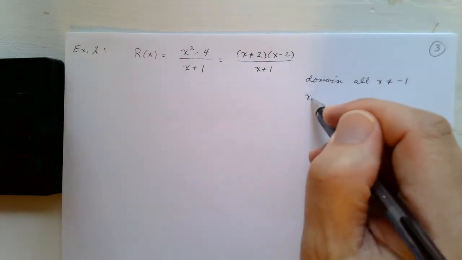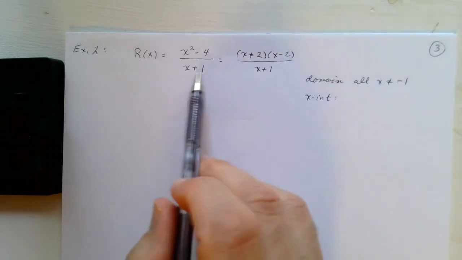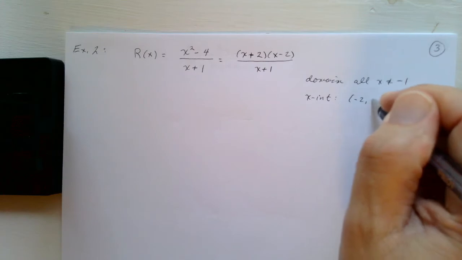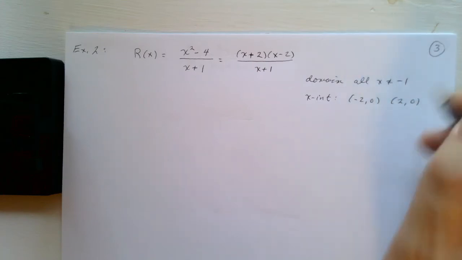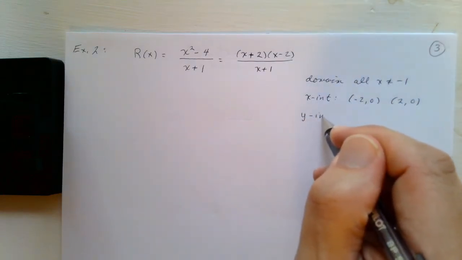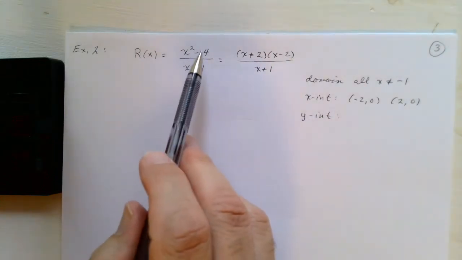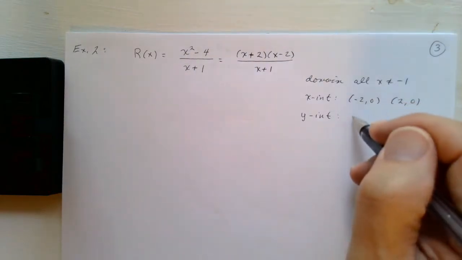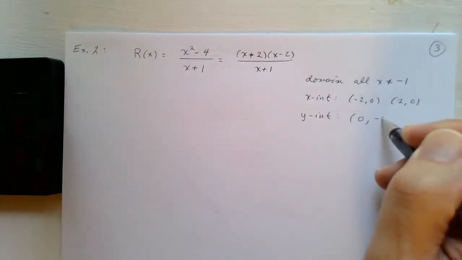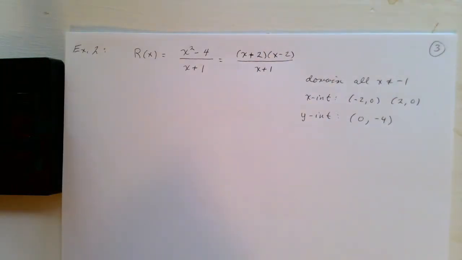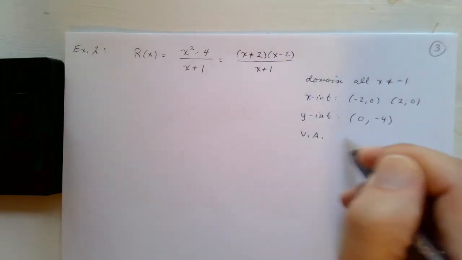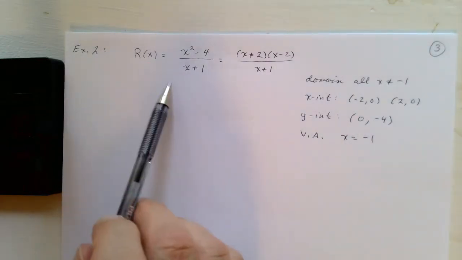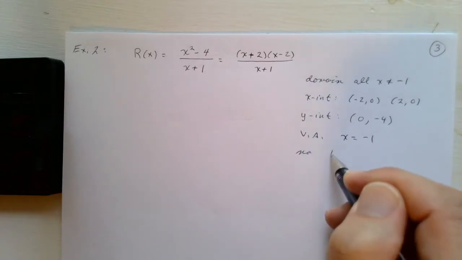So the x-intercepts: set the numerator to 0, and that's going to be at negative 2 and positive 2. The y-intercept: plug in x equals 0, you get negative 4 over positive 1, so that is negative 4. The vertical asymptote is at negative 1, and because the degree is bigger in the numerator, there's no horizontal asymptote.